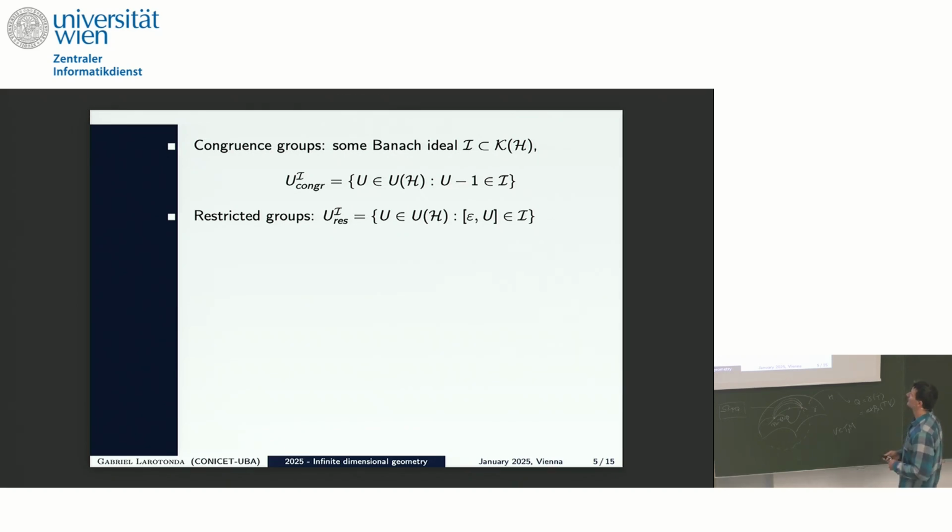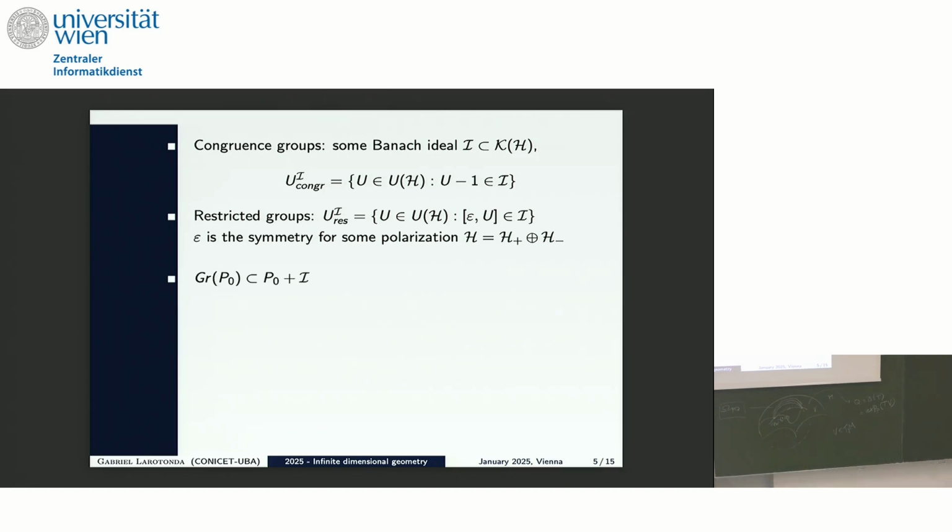consider all those unitary operators such that the commutator with epsilon, epsilon is just the symmetry of some polarization of the space. So epsilon is reflecting around this. Maybe it's 1 in H plus and -1 in H minus, or vice versa. And the condition to be there in the group is this one.